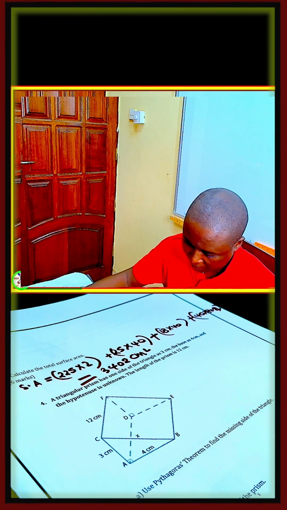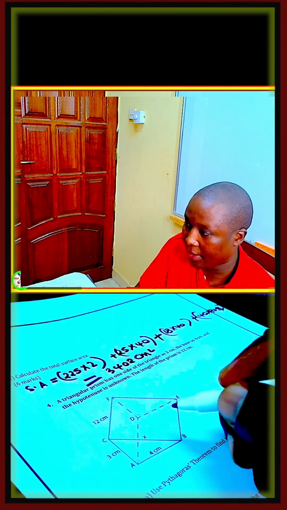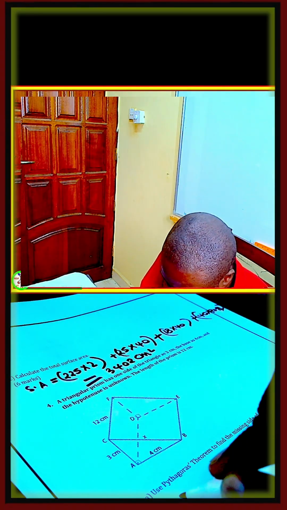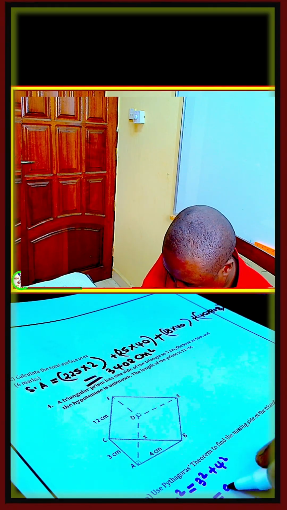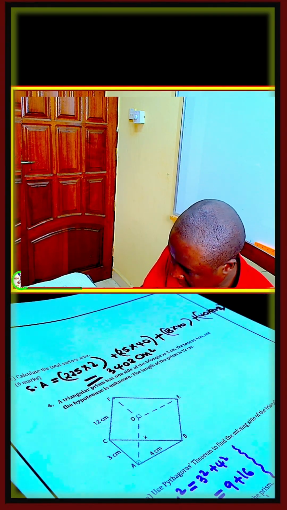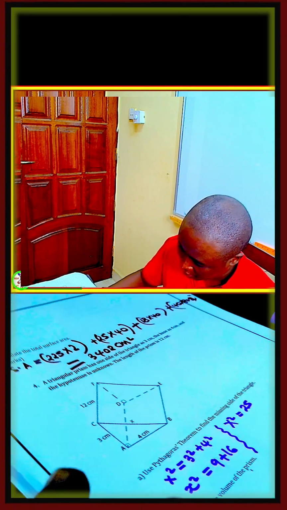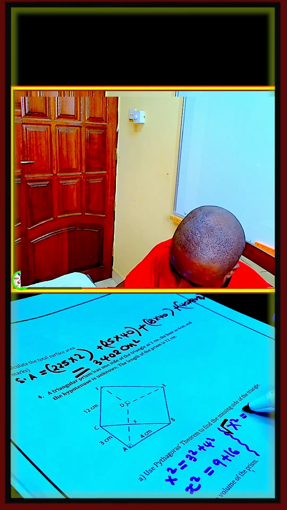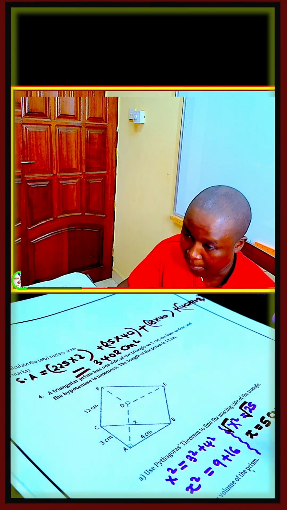This question here, we are told to use Pythagoras theorem to find the missing side. In this case, the missing side is CB. So this is the longest side, which means x squared is equal to 3 squared plus 4 squared, which is x squared is equal to 9 plus 16, so x squared is equal to 25. If we find the square root of both sides, we end up having x is equal to 5 centimeters as the missing side.